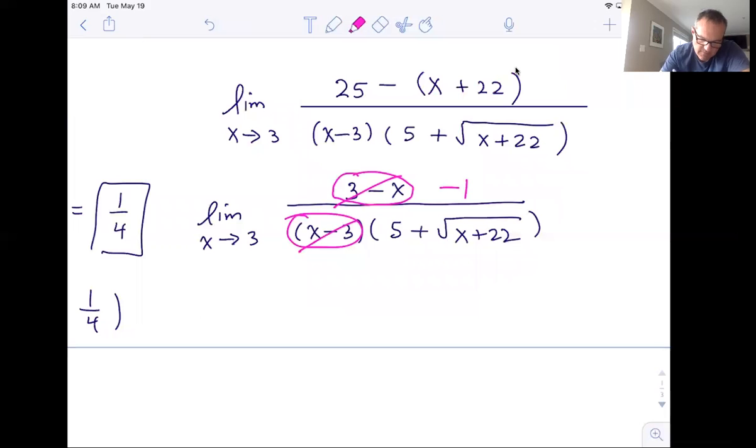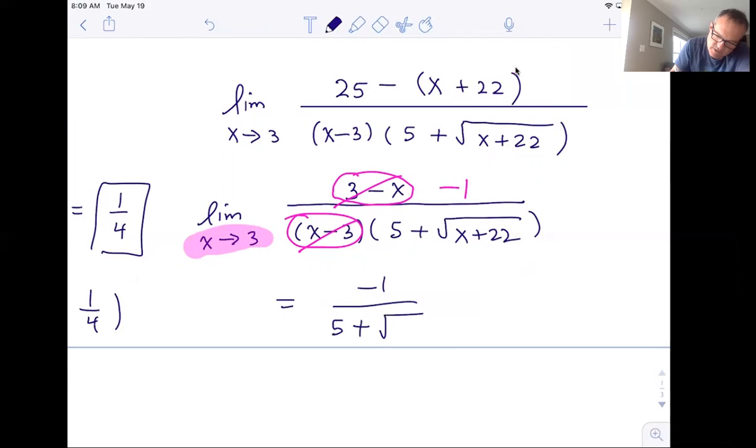Now I can evaluate my limit by plugging in 3. And if I do that up top, I still have that -1. I've got 5 plus the root. If you put in 3, you're going to get 25. And this shakes out to -1 over 10.